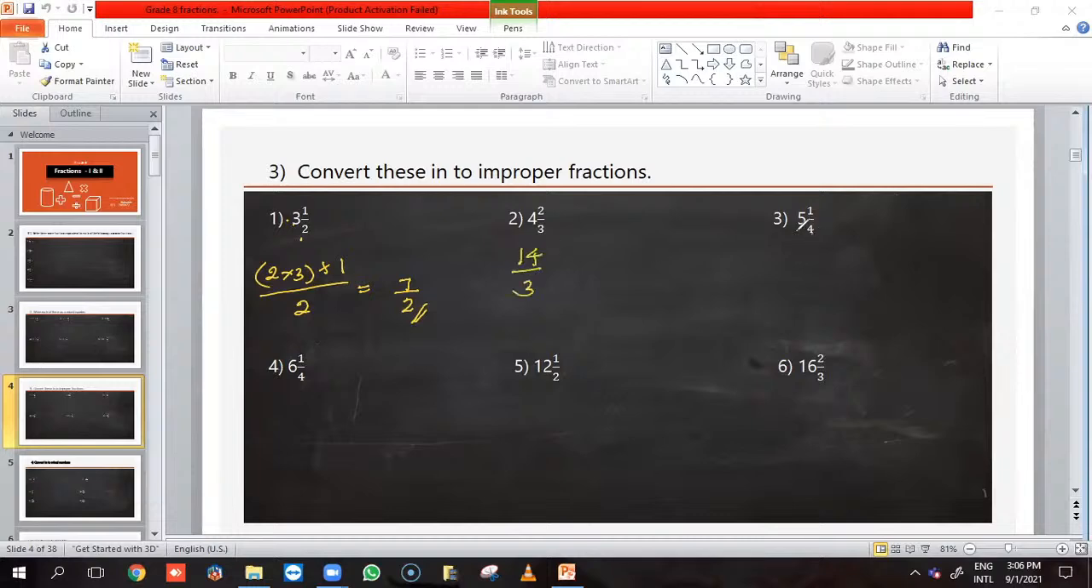4 times 5, 20. 20 plus 1, 21 over 4. 4 times 6, 24 and 1, 25 over 4. 2 times 12, 24 and 1, 25 over 2. 3 times 16, 48 and 2, 50 over 3.